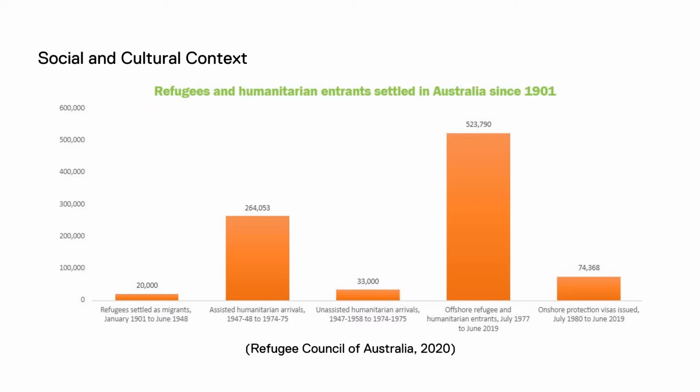In this section, we are observing the social and cultural context of this advertisement. First, according to the statistics by the Refugee Council of Australia, Australia has welcomed more than 900,000 refugees since 1901. That is how Australia represents their brand as a country providing the chance for the refugees to resettle in a safer place.